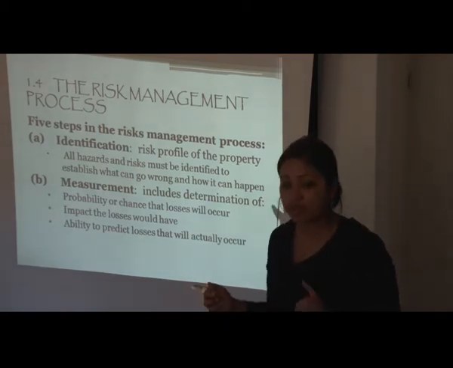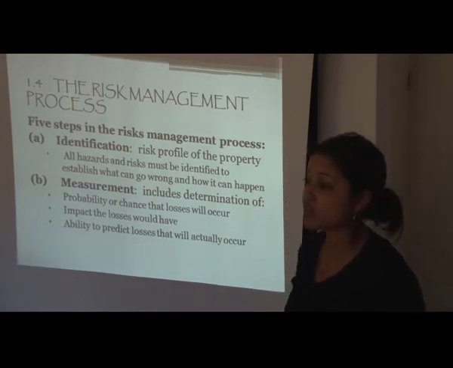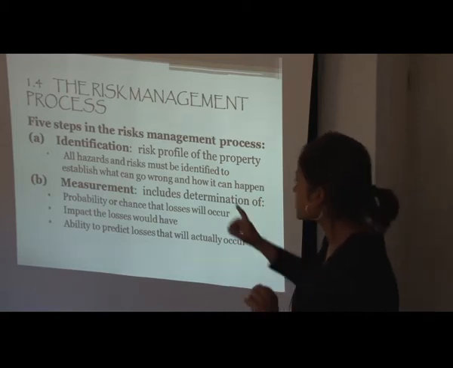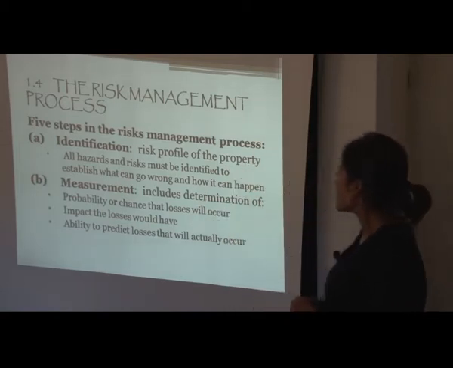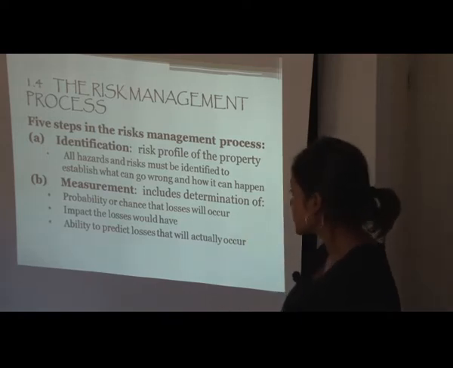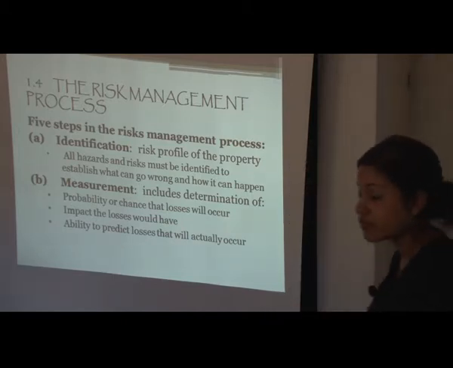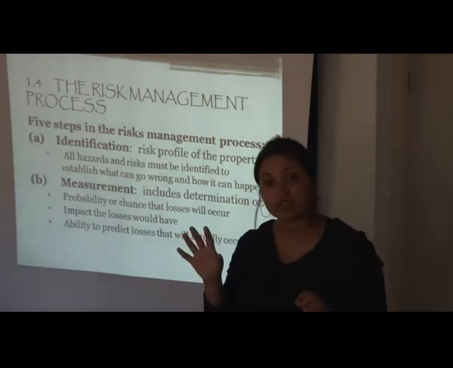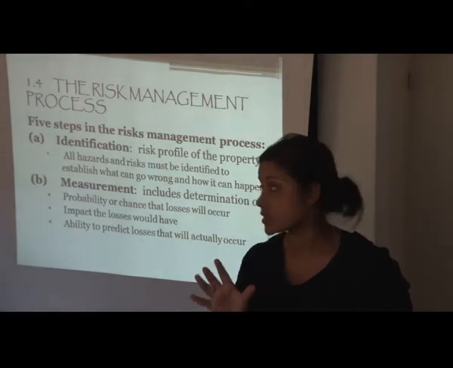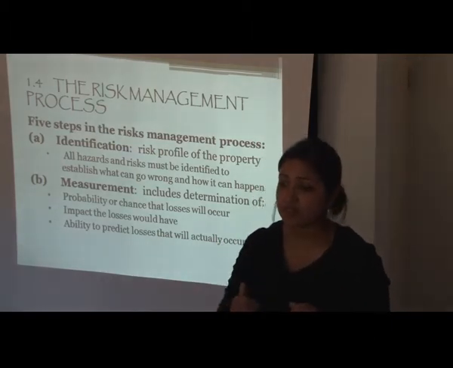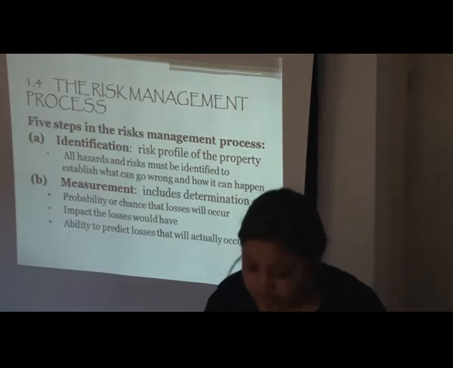The second step is measurement. So everything can be quantified, and this will have to be quantified, right? So it either can be a cost quantification or a volume quantification, it doesn't matter, it has to be measured. So that would include the determination of the following 3 things: the probability or the chance that the loss will occur, and the impact that the losses would have, and then also the ability to predict losses that will actually occur. So once you've identified your risk, you then need to go ahead and measure the actual risk that your building is now exposed to.